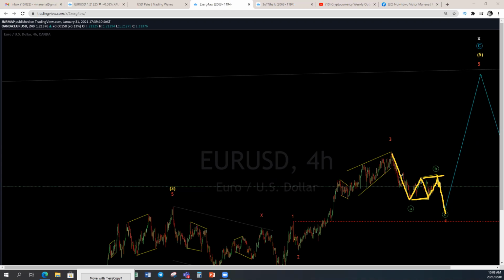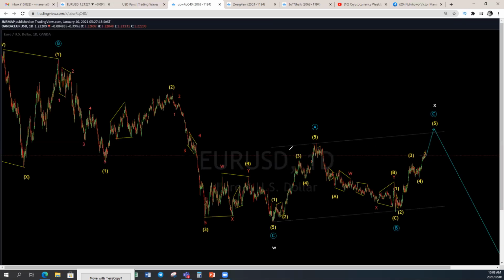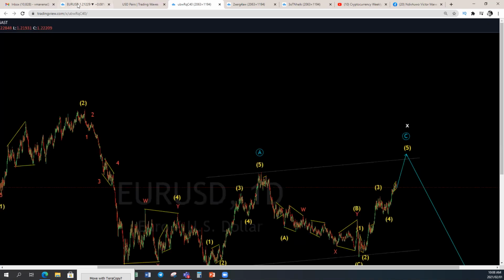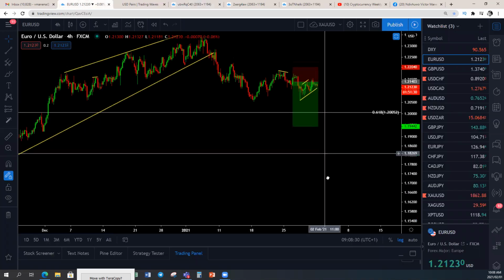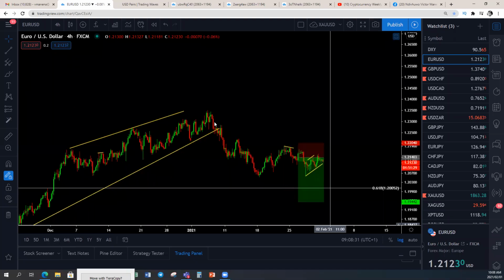So currently we are in this corrective structure on euro US dollar. And if we just show you quickly the daily, why we're looking at that, this is because we are looking at this structure as a 5-wave move. So we are currently here. That is where you're seeing those 5 waves that we're looking at on euro US dollar. So this is how it's playing out. So currently that's the corrective structure that we're looking at.